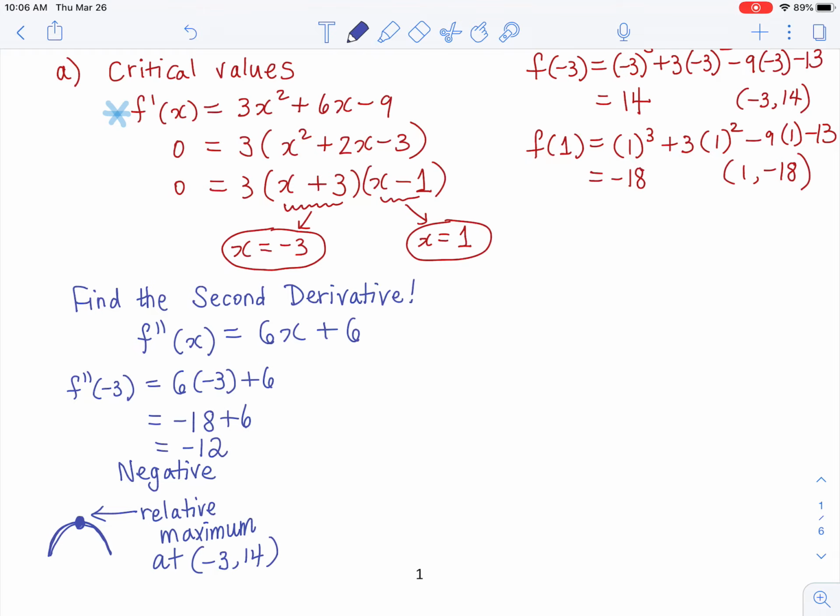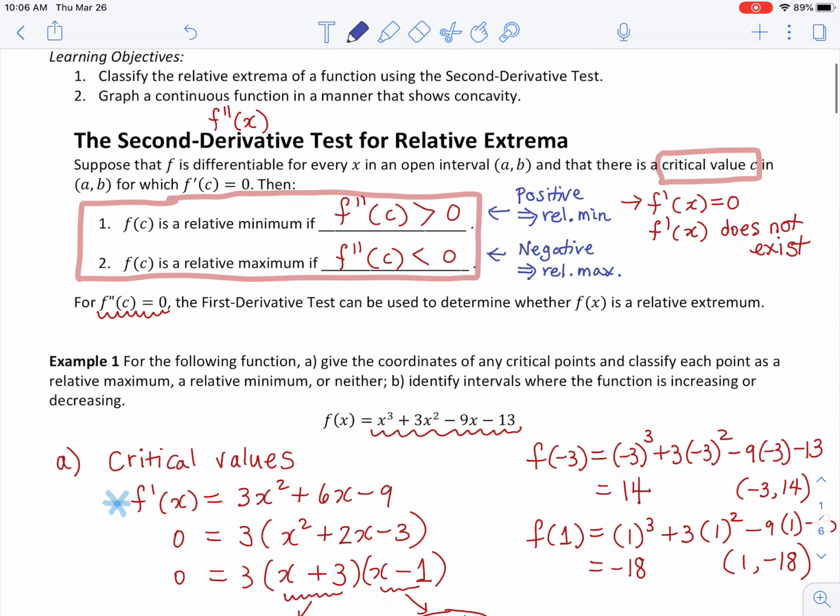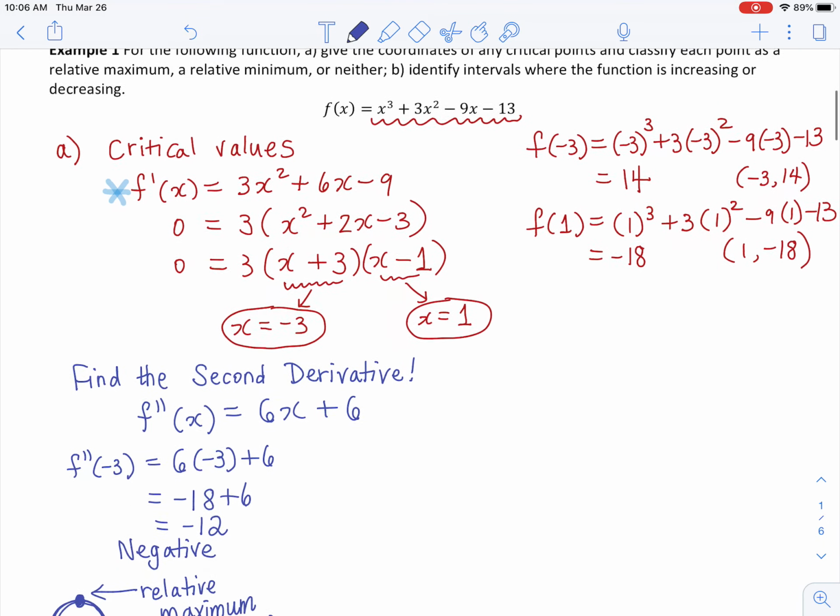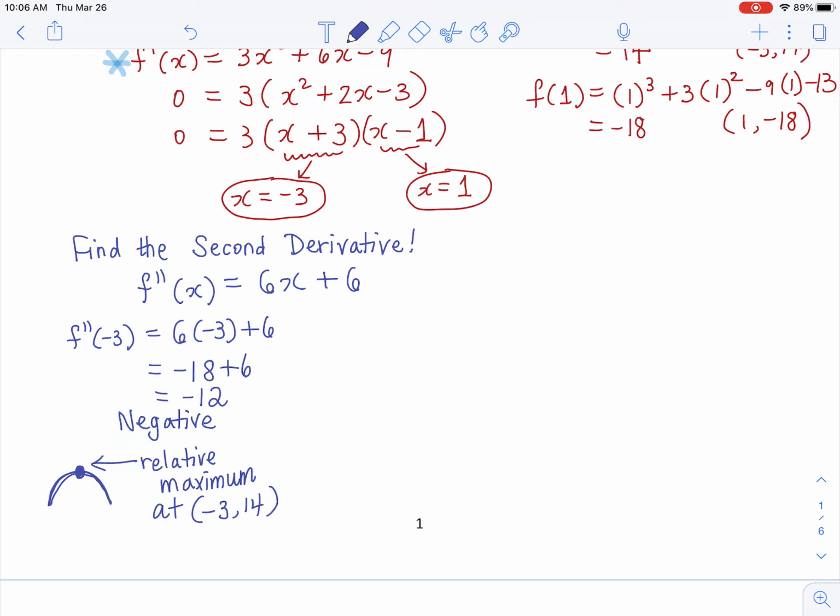Okay? And now let's just double check, okay? Negative, maximum, right? If the second derivative is negative, then we have a relative maximum right there. So yes, I'm going to keep on doing my frowny face for any time I get a negative second derivative.